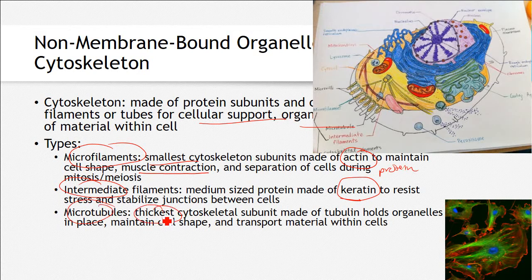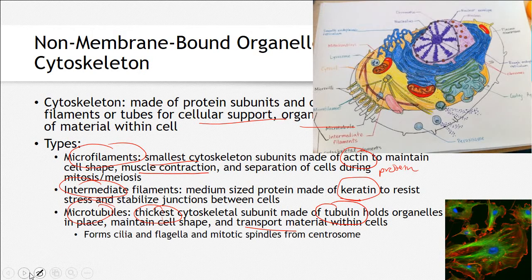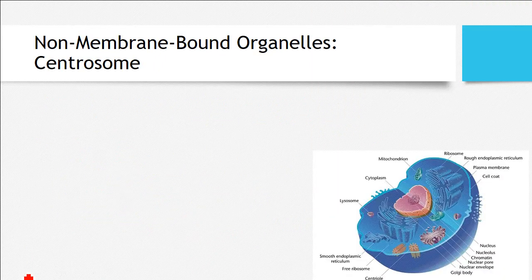Microtubules are the thickest of the cytoskeletal units. They're made up of a protein called tubulin. They help hold organelles in place, help maintain the cell's normal shape, and transport materials within the cell itself. And when we're talking about certain structures like the cilia and flagellum, they are made up of microtubules, and also the mitotic spindles, which transport the chromosomes from the centrosome, are made up of these microtubules.